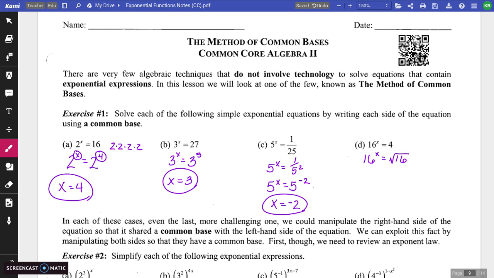A little while ago, we were using rational exponents, and you could rewrite the square root of 16 as 16 to the 1/2 power. Remember, 1/2 power would be a square root, 1/3 power would be a cube root, and so on. Now we've managed to rewrite this so that they both have a base of 16, and therefore x must be equal to 1/2.